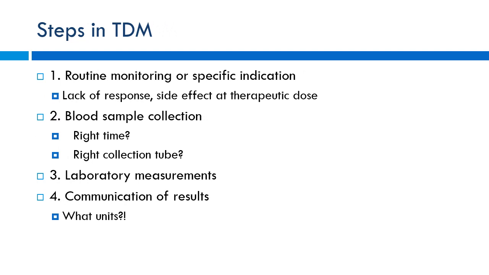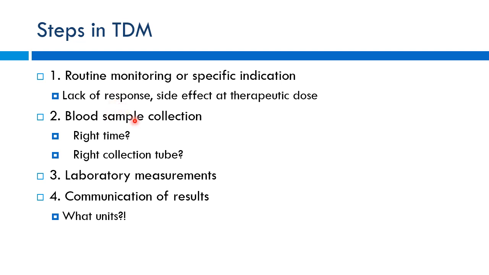Okay, so let's look at our steps here. Let's look at how we're actually going to do therapeutic drug monitoring. We've got all the baseline stuff out of the way. So one, we want to see what's our actual reason for monitoring, right? Do we have a specific indication, or are we checking for something else? We're looking for lack of response, side effects, the therapeutic doses. What are we looking for?